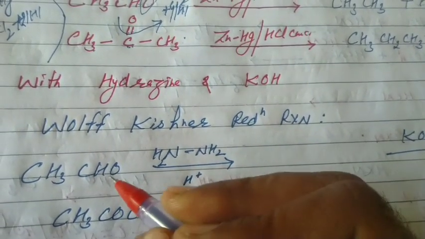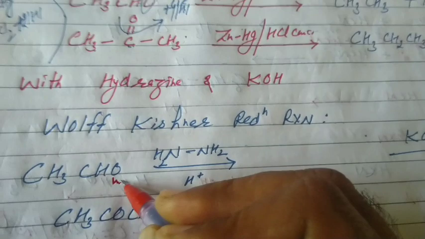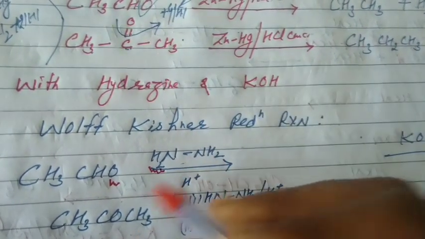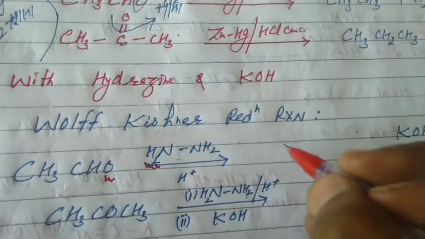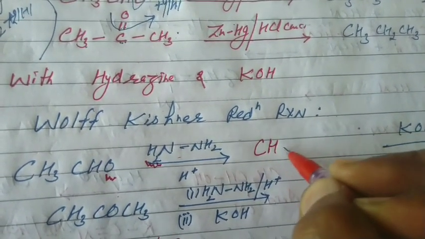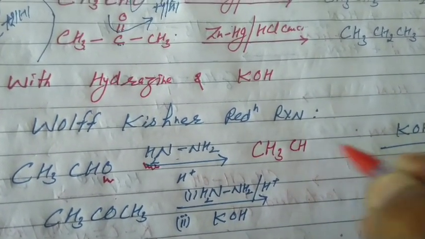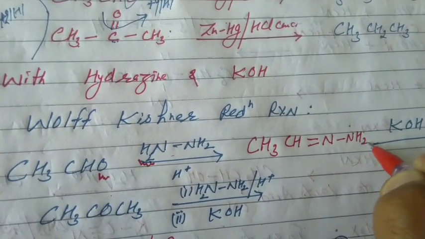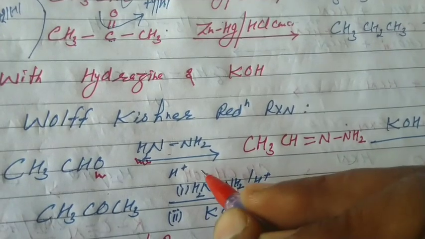Hydrazine and KOH, what will happen? The carbonyl carbon will lose oxygen and the ammonia derivative will lose hydrogen. In the first step we treat it with hydrazine. You know hydrazine is H2NNH2. Students, what is formed? CH3CH=NNH2. Hydrazone is formed. What is lost as byproduct?